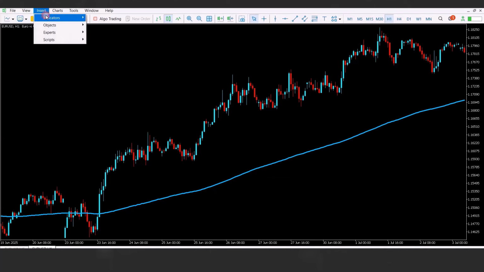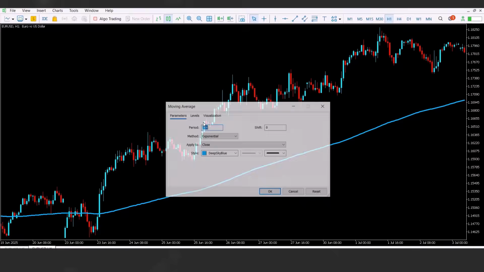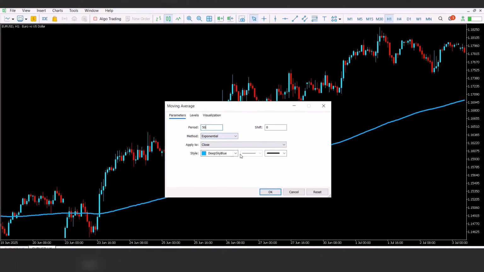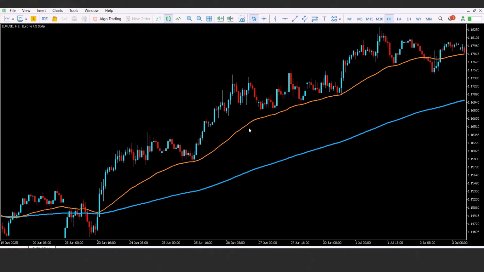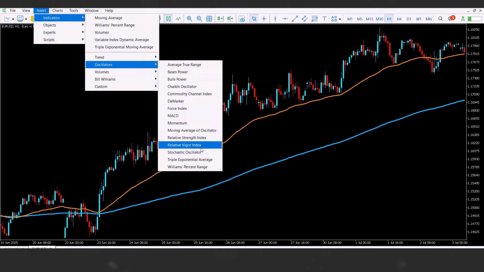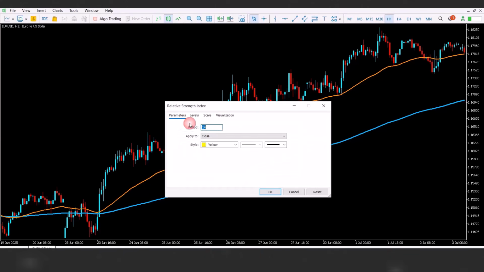Okay, next add another exponential moving average with a period of 50. Go to the Style tab again, change the color to orange and make the line slightly thicker for better visibility. Then click OK. This EMA 50 will help us identify where pullbacks usually happen during a trend. Finally, add the RSI indicator. Open its settings and keep the default length at 14. Then go to the Style tab and make the RSI line yellow and a bit thicker so it's clearly visible.